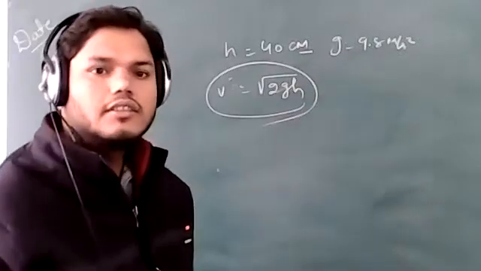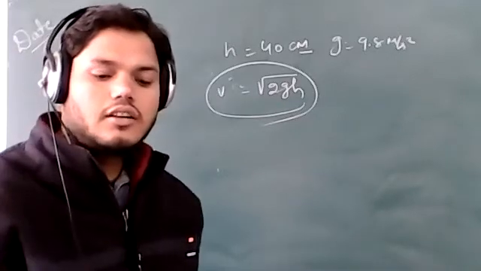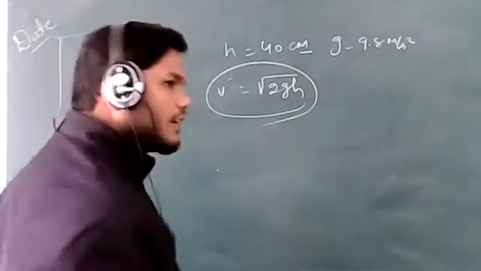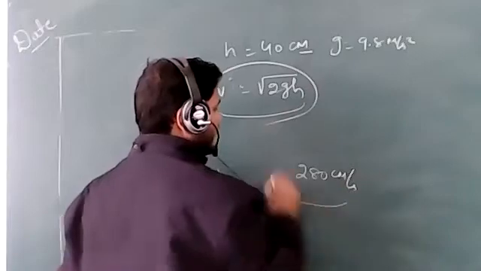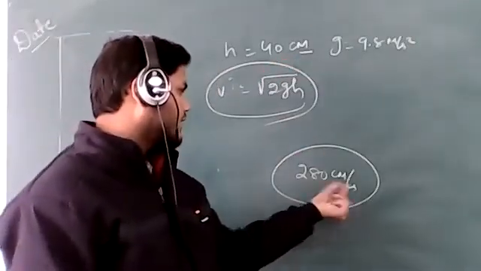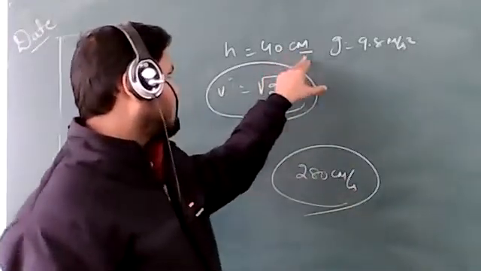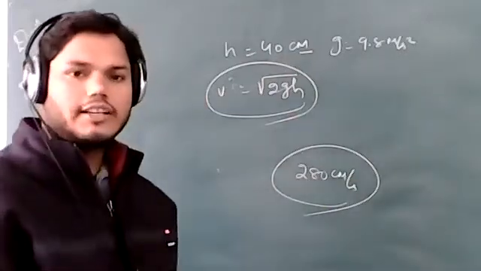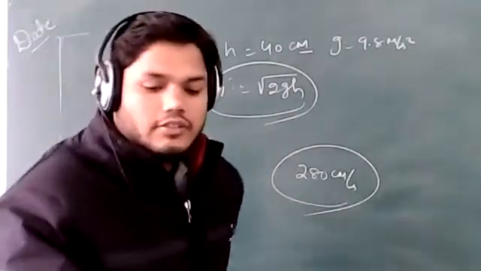Yes, Shivans. Sir, 2.8. Okay, 2.8 meter per second. It is the correct answer. You can also write 280 centimeter per second if you want to convert, since the height was given in centimeter. If you convert into meter, then it will be 0.4 meter, and the answer will be 2.8. So both answers will be correct. Just put this formula and you can get the answer. Okay, so next question.